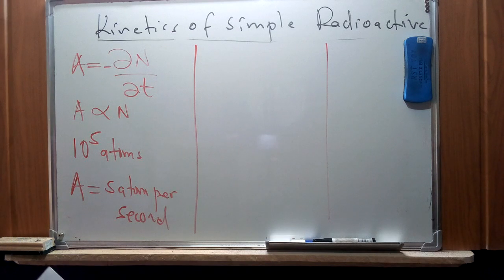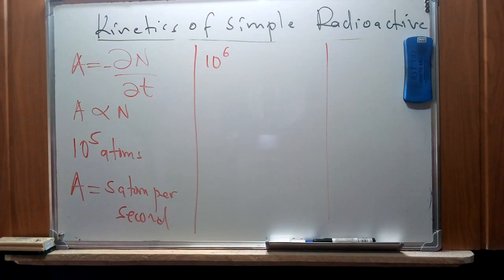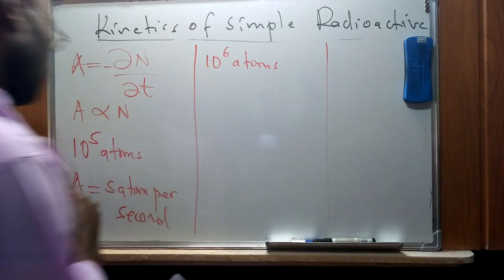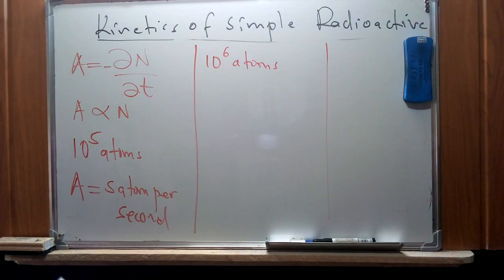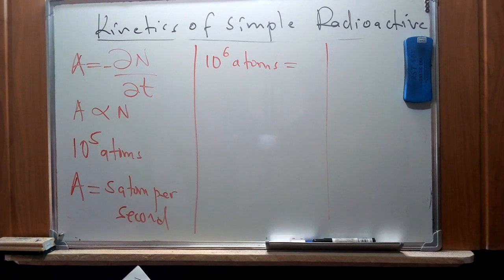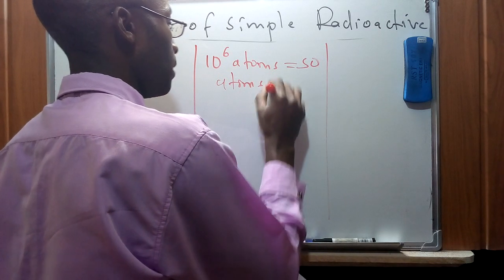Therefore, directly we can see the implication from this is that if we increase the exponent for this number of atoms by a factor of 10, this is going to change to 50 atoms per second.